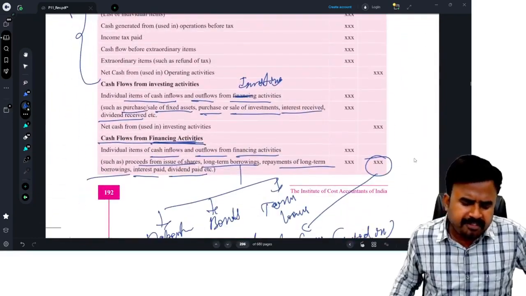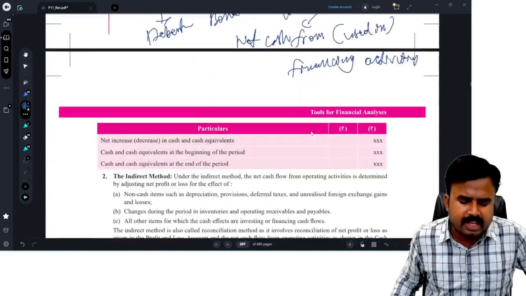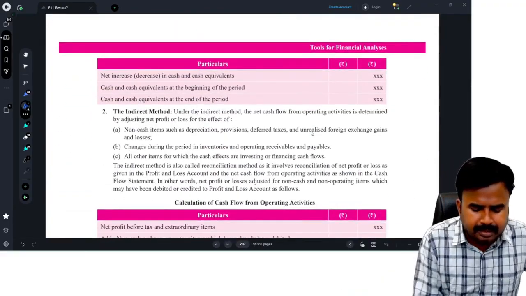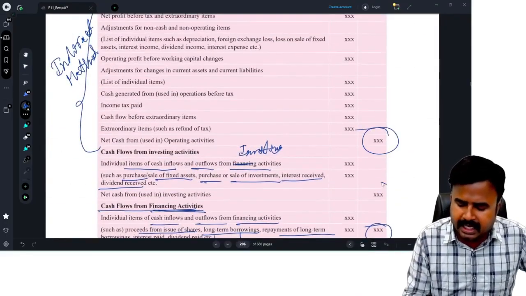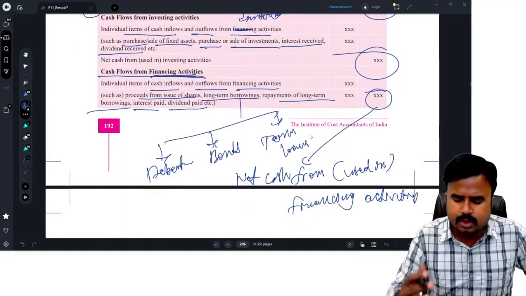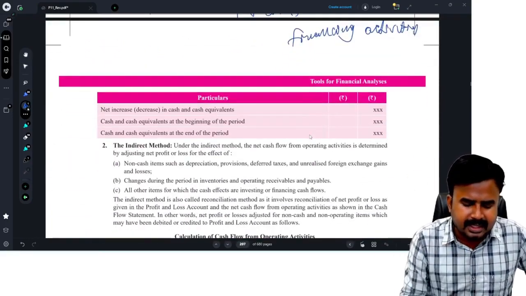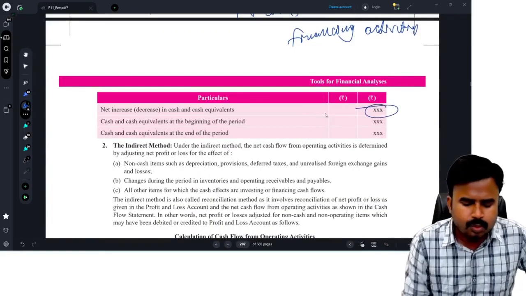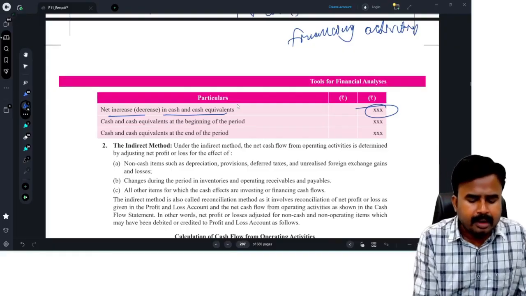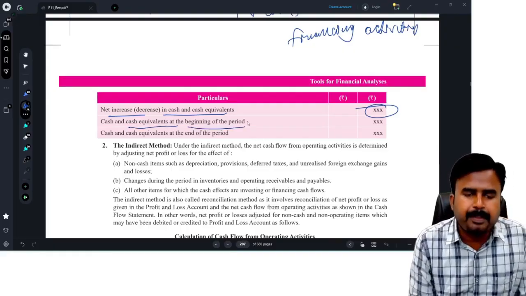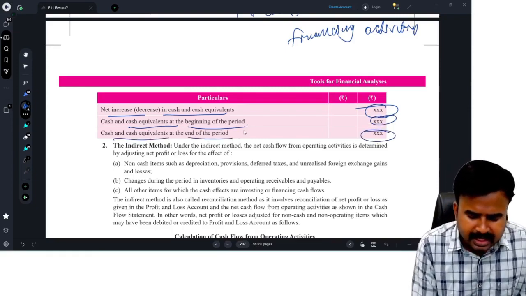So after preparing cash flows from operating activities, financing activities, and investing activities, what should I do? Then add all these numbers. All the three numbers must be added here. The number may result in increase or decrease in cash and cash equivalents. This is the net increase or decrease in the cash and cash equivalents. Then you should add cash and cash equivalents at the beginning of the period, nothing but at the beginning of the year. Then finally, I'll get cash and cash equivalents at the end of the year.